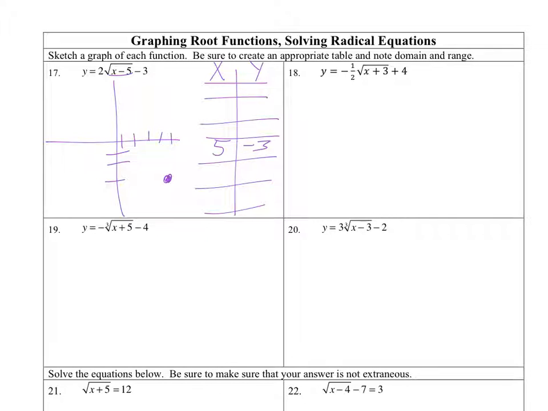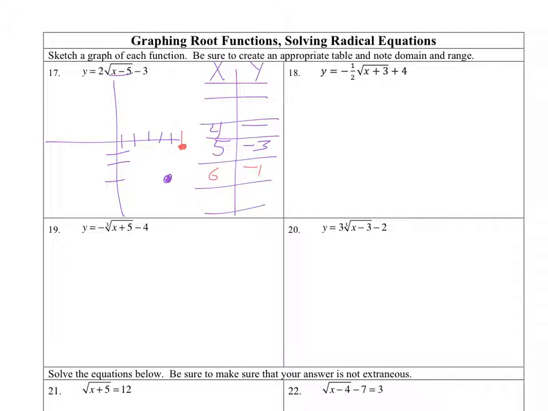If I try to go to, let's say, 4, we get negative 1 on the inside. That makes an imaginary number. We cannot go to the left of 5, so that's our end point. This is a square root graph. If I go up 1 to 6, the square root of 1 is 1. 2 times 1 is 2, minus 3 is negative 1. So (6, -1).